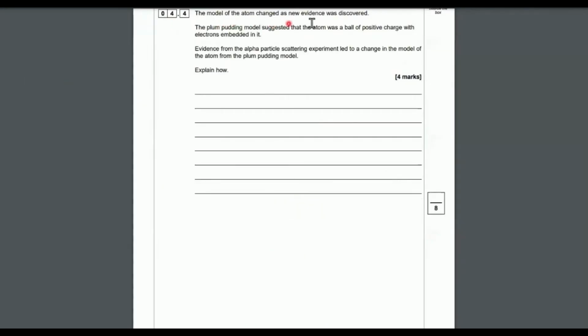Okay, the final part to this question is 4.4. The model of the atom has changed as new evidence was discovered. The plum pudding model suggested that an atom was a ball of positive charge with electrons embedded in it. Evidence from the alpha particle scattering experiment led to a change in the model of the atom from the plum pudding model. Explain how.